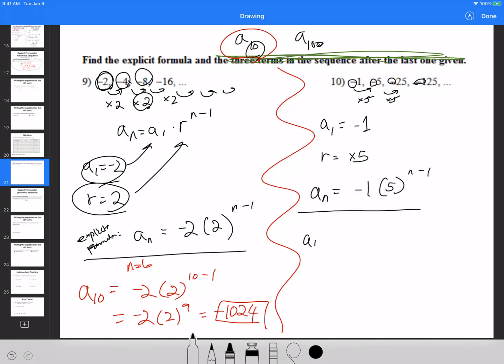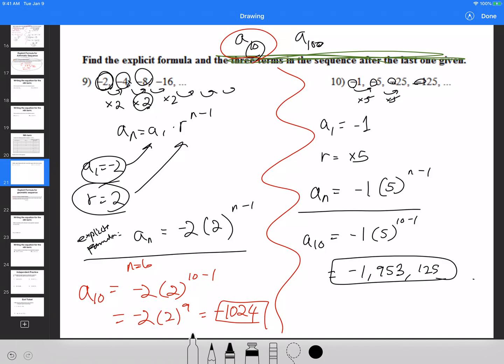Done. A sub 10 means negative 1 times 5 to the 10 minus 1. Just plug in n as 10. That's 5 to the 9th power times negative 1. So my answer will be a little bit crazy. It will be negative 1,953,125. Okay, so that will be the answer.